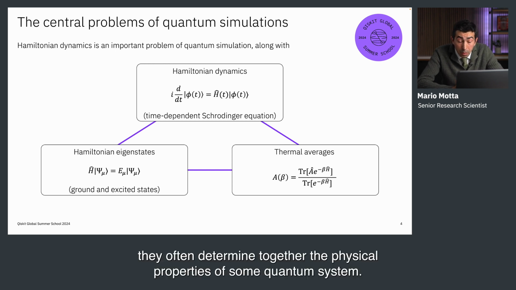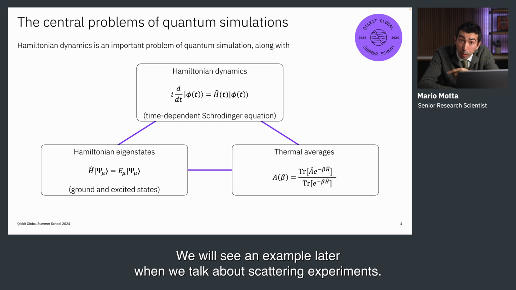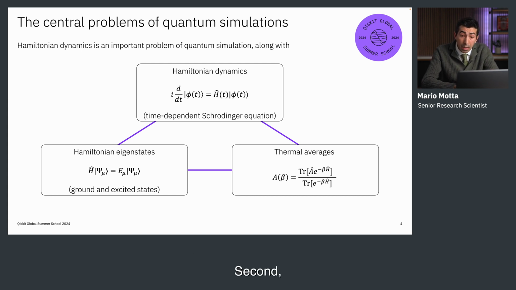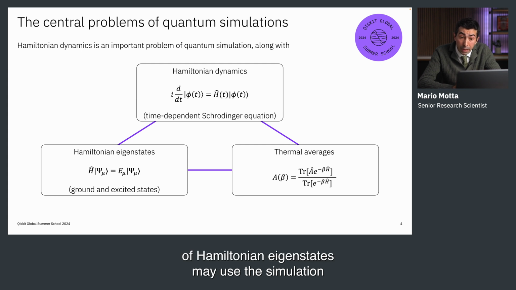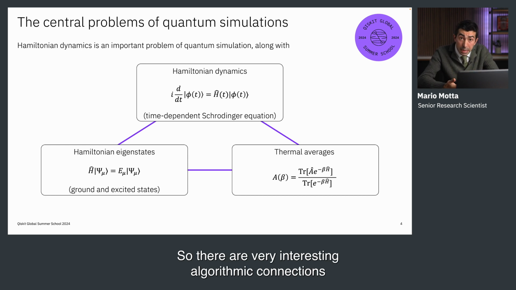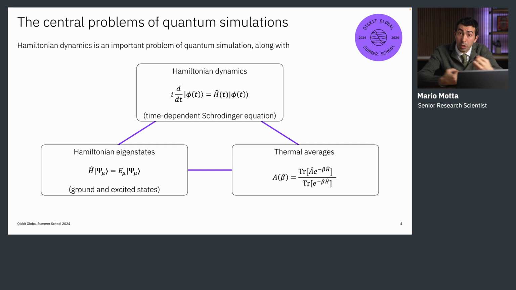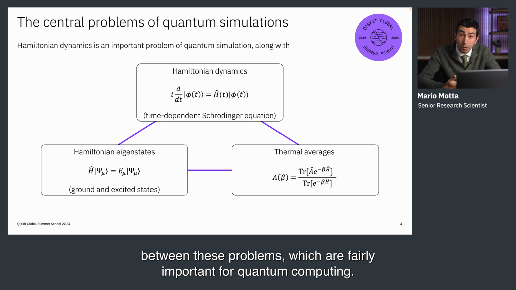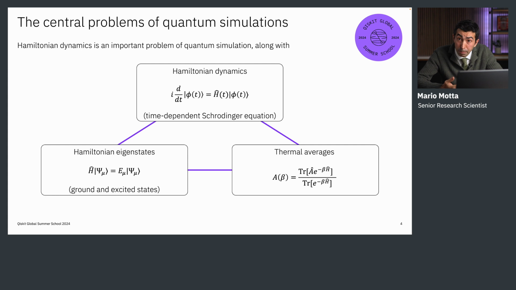First, they often determine together the physical properties of some quantum system. We will see an example later when we talk about scattering experiments. And second, as we will see, the simulation of Hamiltonian eigenstates may use the simulation of Hamiltonian dynamics as a subroutine or vice versa. So there are very interesting algorithmic connections between these problems, which are fairly important for quantum computing.